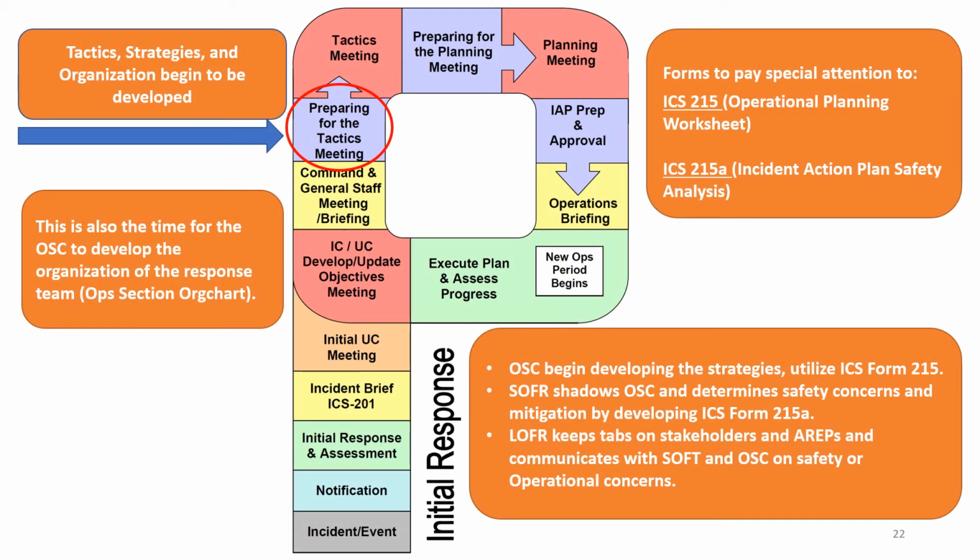Preparing for tactics meeting. This is the time for the operations section chief to prepare for the tactics meeting. During this time, operations section chief develops the strategy to handle the issue, identifies the structure of the operations section, which, how many, and what types of divisions, groups, teams, or task forces will be required. ICS 215 form is prepared in the process. The safety officer monitors the process and prepares the ICS 215A form to mitigate possible safety concerns they may see in the operations plan.